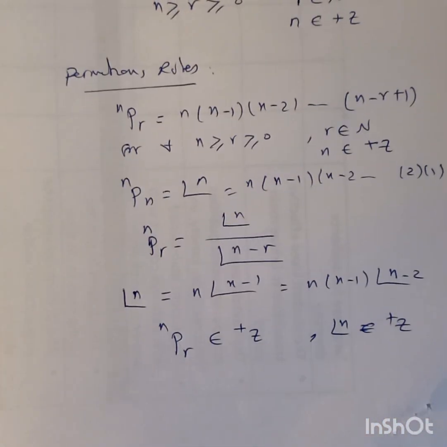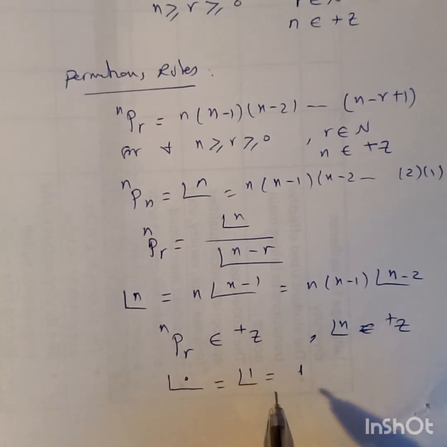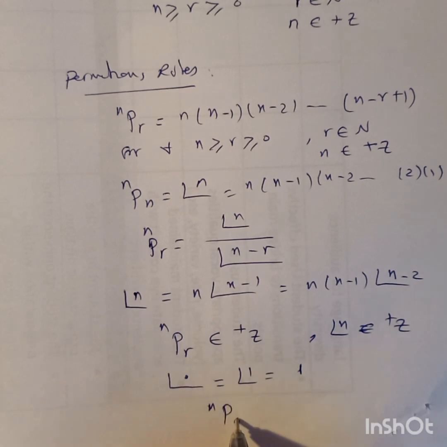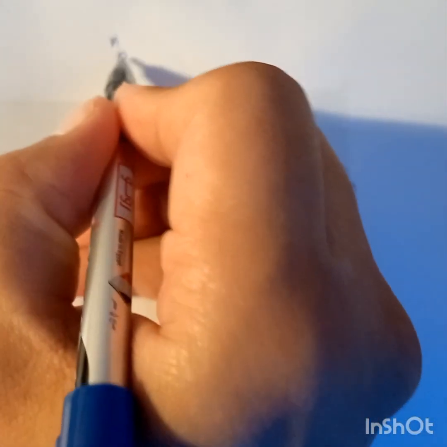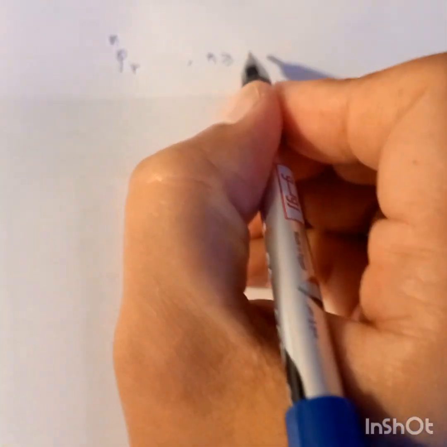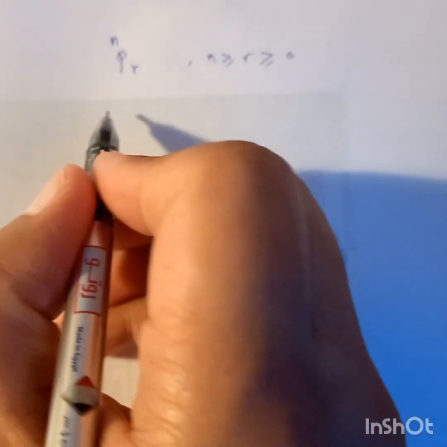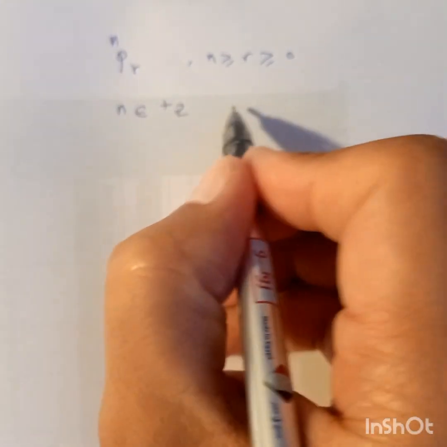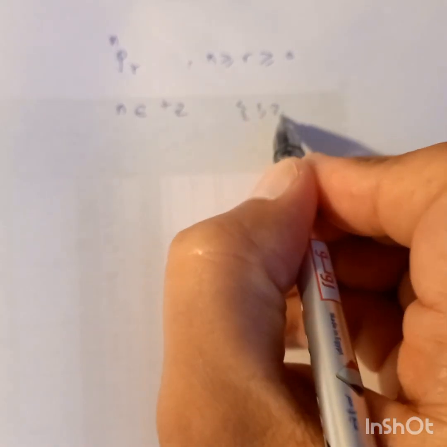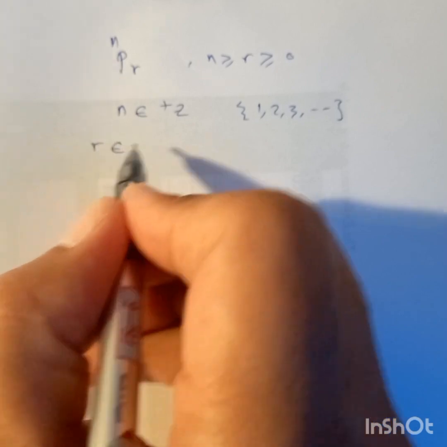Here we have this rule: factorial of 0 equals factorial of 1 equals 1, and we have nP0 equals 1, and we have nP1 equals n. So we have nPr, where n is greater than or equal to r, which is greater than or equal to 0, and here n belongs to the positive integers. The positive integers are the set containing the numbers 1, 2, 3 and so on, while r belongs to the natural numbers.